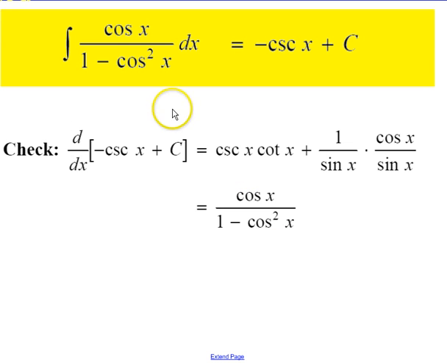So let's check our answer. Cosecant x over 1 minus cosecant squared x was my question. My answer was negative cosecant, so we're going to start with the derivative. The derivative of negative cosecant is positive cosecant cotangent. I can switch cosecant into 1 over sine, cotangent into cosine over sine, and when I multiply those together, I get my original integrand.